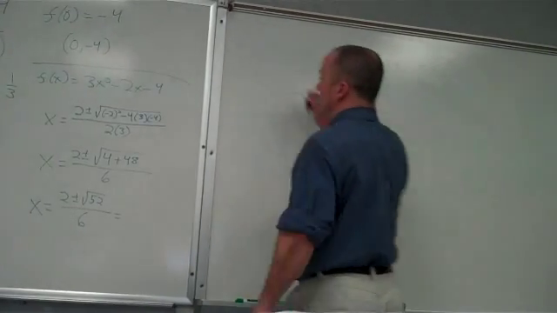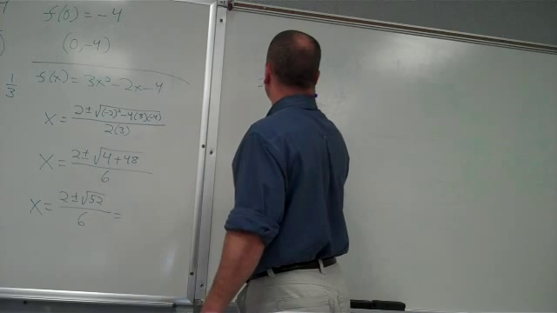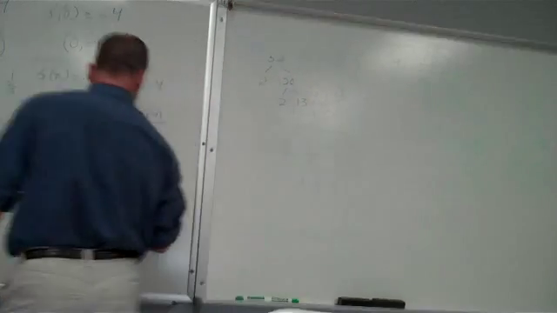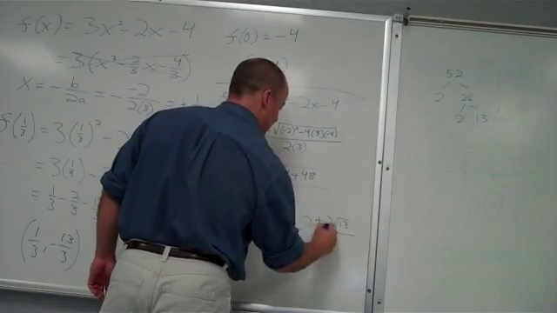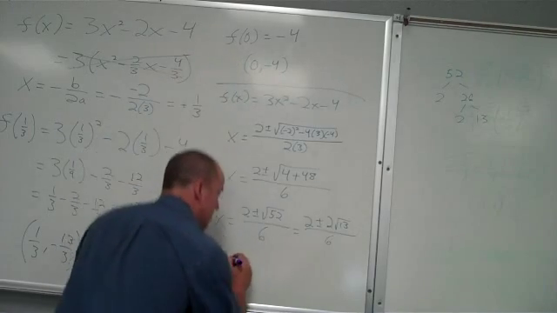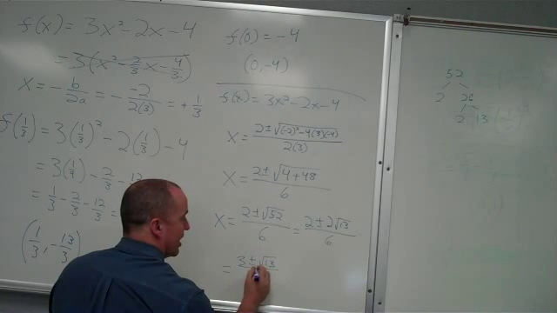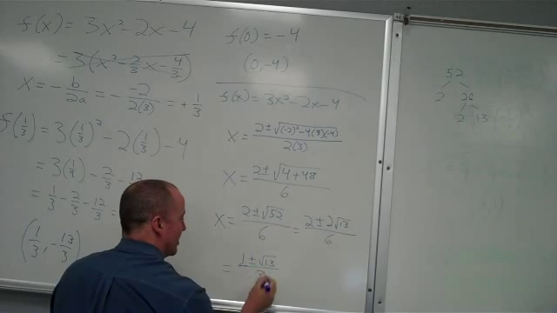Make myself a little factor tree. 52 is 2 times 26, right? Which is 2 times 13. You're good. 2 occurs twice, so I have 2 plus or minus 2 root 13 over 6, which is 3 plus or minus root 13 over, I'm sorry, whoa, 1 plus or minus root 13 over 3.